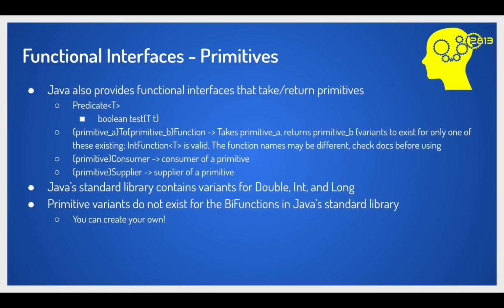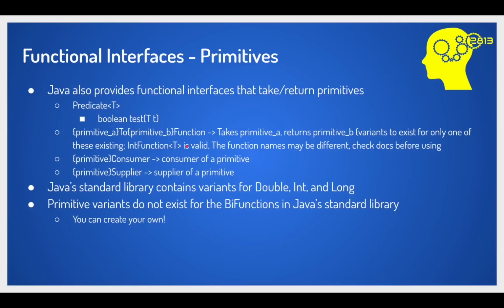There are also some functional interfaces for taking or returning primitives. For example, there's Predicate, which has the method test that returns a boolean. There's also some primitive-type-to-some-other-primitive-type function, which takes in one primitive and then returns another one. Not all of these exist; there aren't versions for every single primitive. If you're curious about a specific primitive, you should look at the documentation or just create your own if applicable.